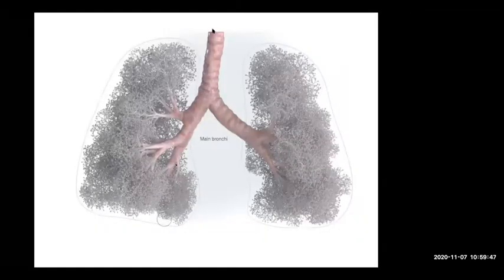So here we are, right? Trachea, bronchi, smaller branches you can't see, and all these tiny little things over there are going to be our alveolar sacs, right? Hundreds of millions of them.